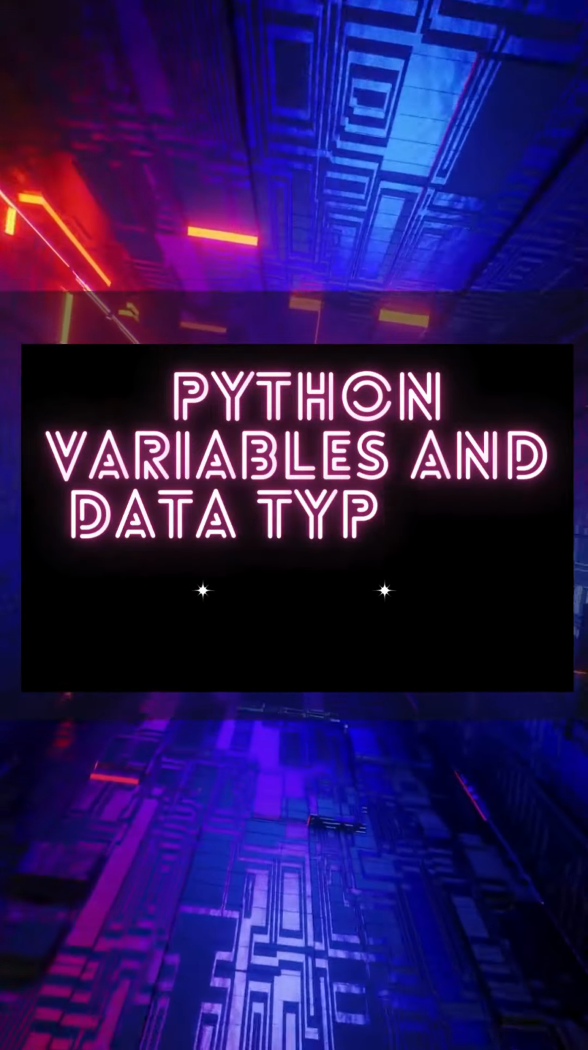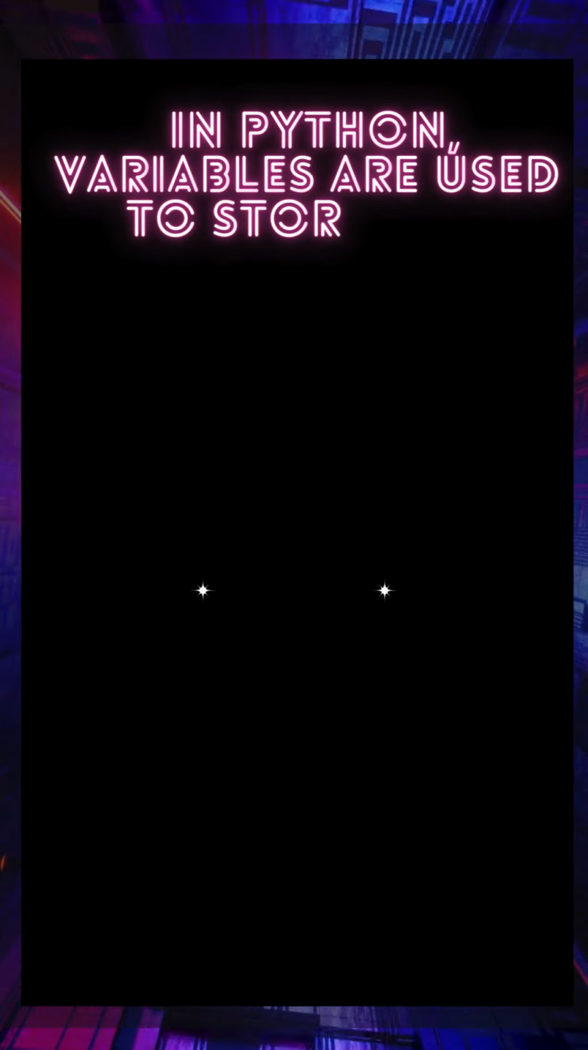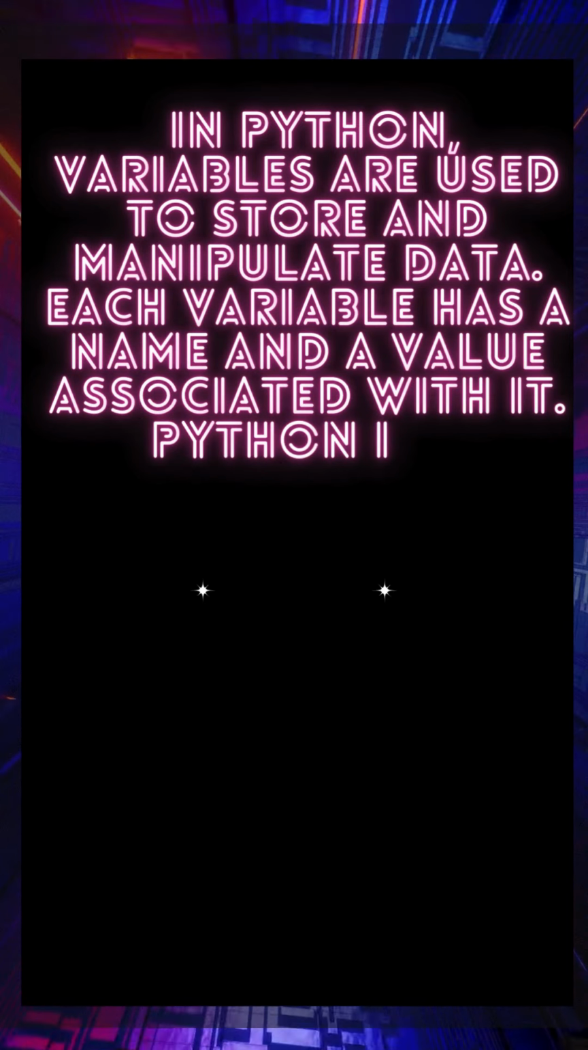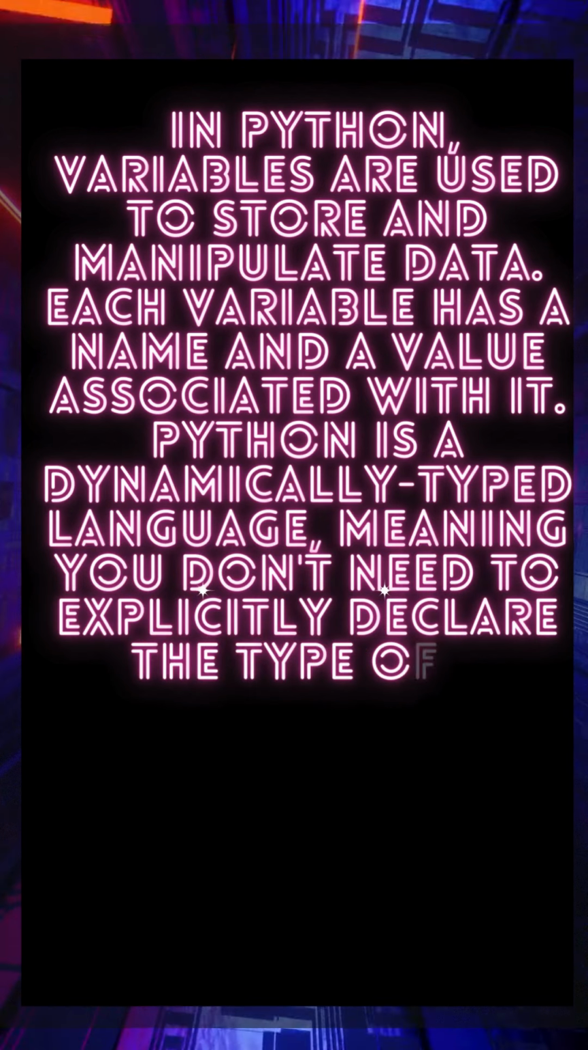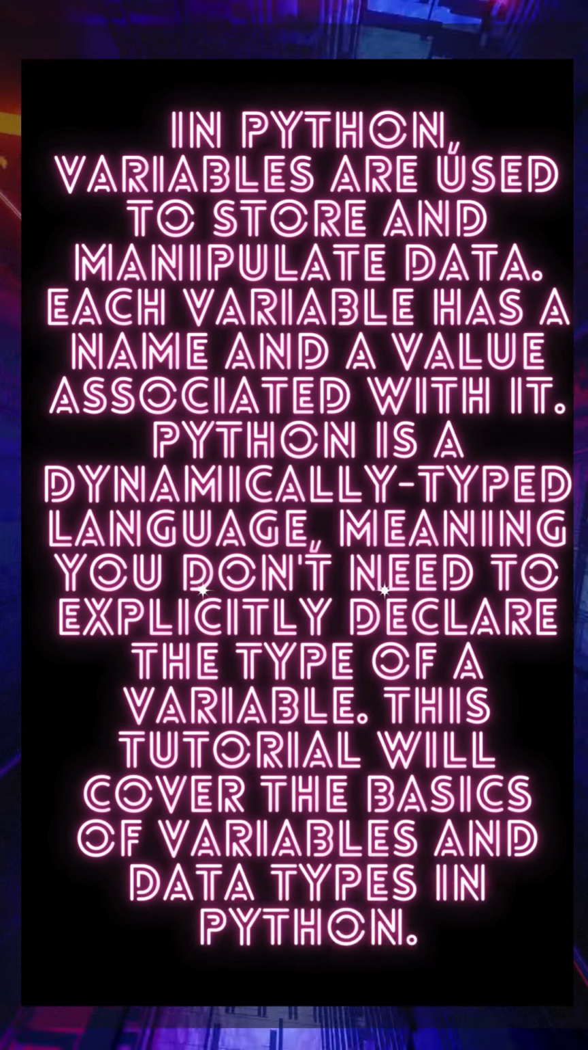Python variables and data types, a comprehensive tutorial. In Python, variables are used to store and manipulate data. Each variable has a name and a value associated with it. Python is a dynamically typed language, meaning you don't need to explicitly declare the type of a variable. This tutorial will cover the basics of variables and data types in Python.